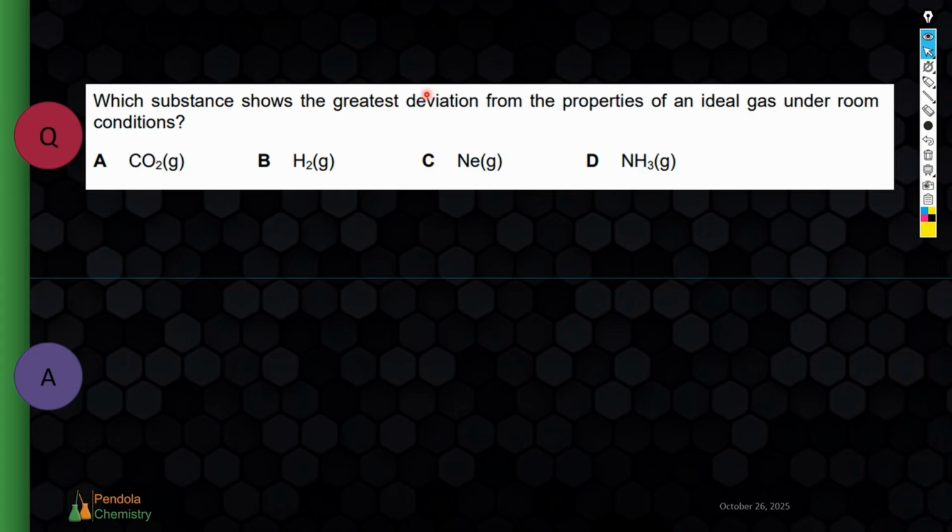But if we look at this, which substance shows the greatest deviation from the properties of an ideal gas under room temperature? So when we're looking at this question, we're being asked which substance, we're comparing different compounds. So this is like the first slide we were talking about, limitations. So we're comparing these four chemicals to each other: carbon dioxide, hydrogen, neon, and ammonia. Which substance shows the greatest deviation?